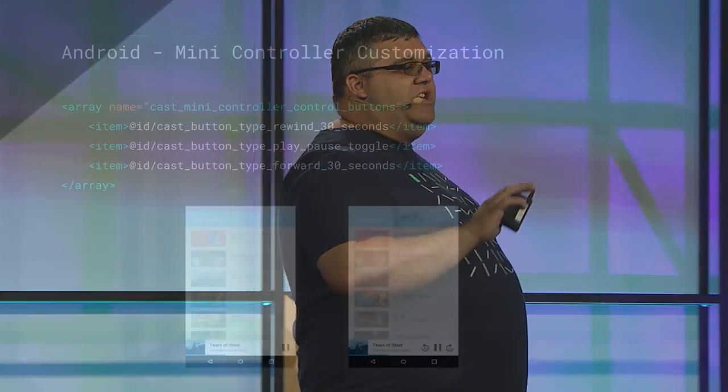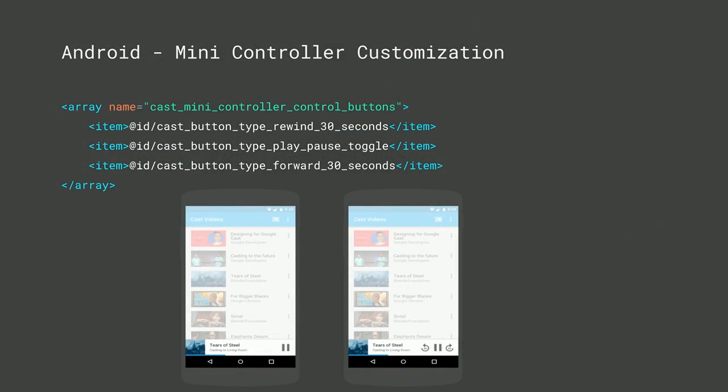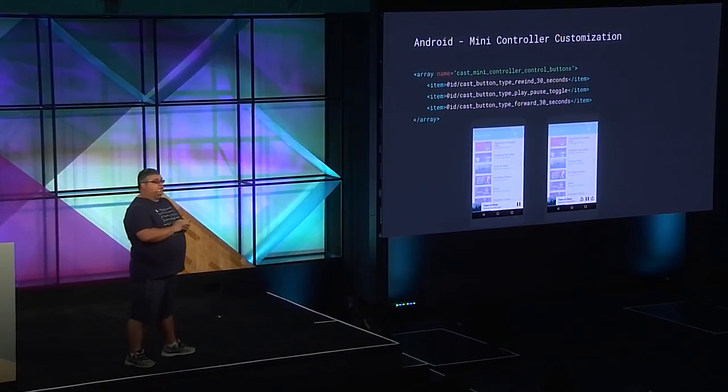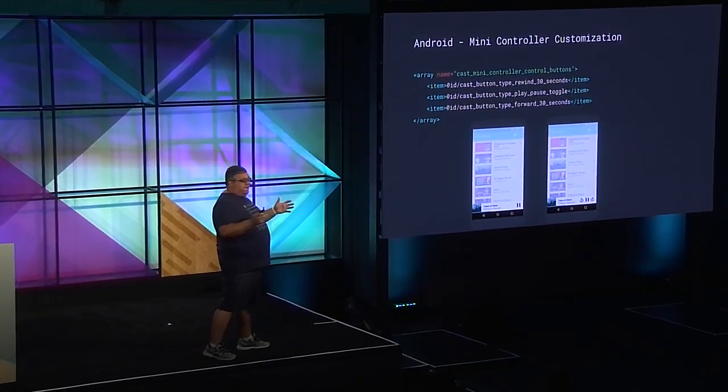Another thing that we added was the ability to configure what buttons show up in your mini controller. If you look down on the bottom, you can see on the left that we have just one button, a play or pause button. But if you would like to customize it to be able to rewind backwards or forward and add those buttons, all you need to do is add a single array in your resource that specifies the buttons you would like to have in your mini player. And it looks exactly the same if you'd like to configure the buttons within your expanded controller or your full screen casting experience.